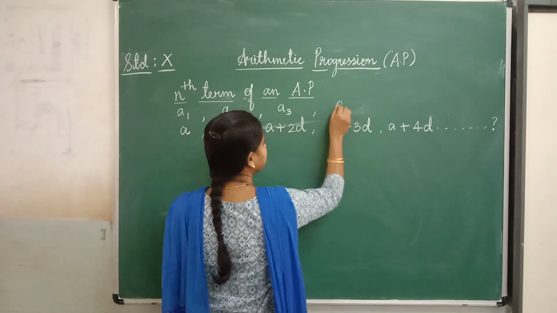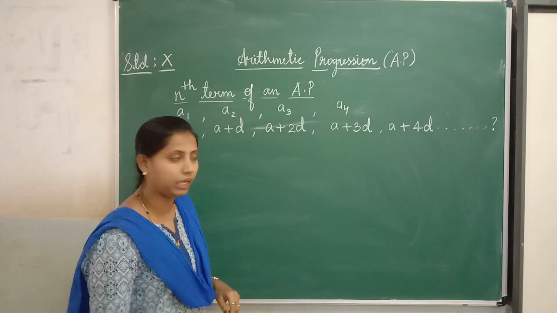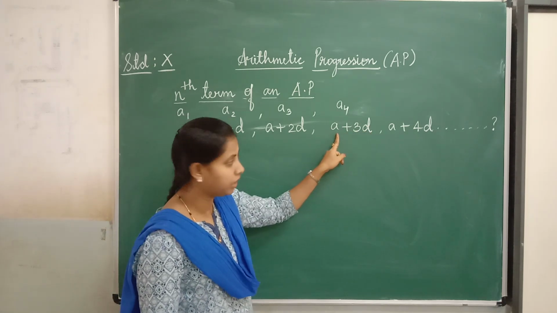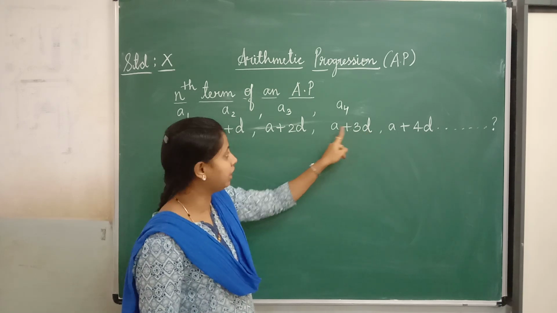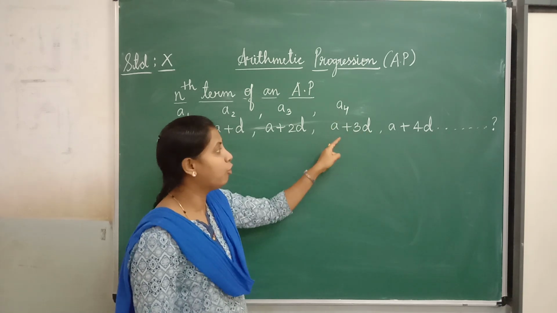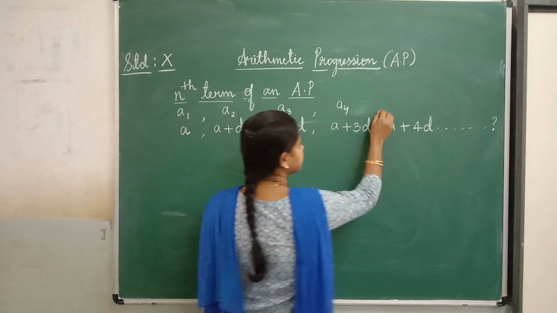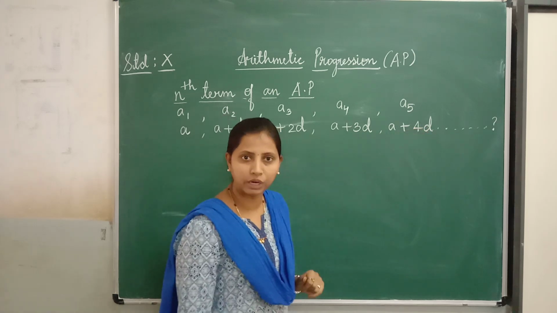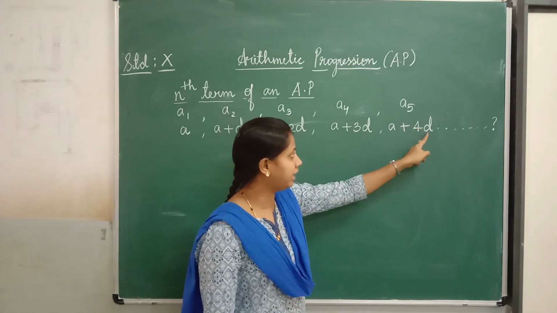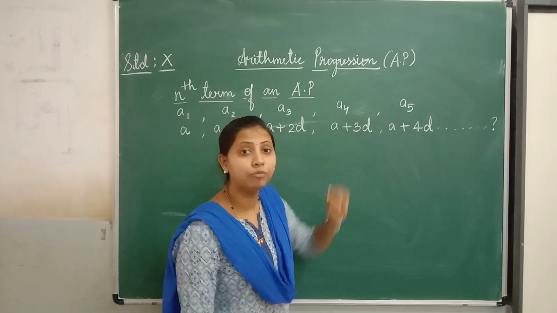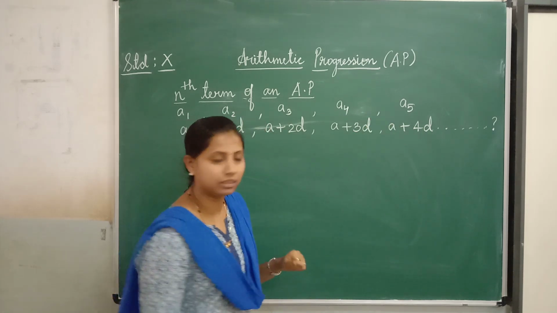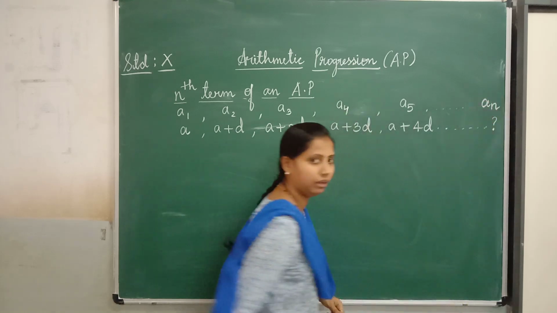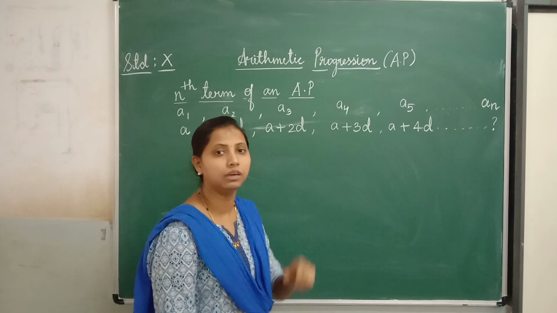Next, the fourth term. How to find the fourth term of an AP? Using A plus 3D. That is, you have to substitute A the first term, D the difference, multiply by 3 and add both. You will get the fourth term of an AP. Like this, the fifth term of an AP you get by A plus 4D. If you substitute the values of A and D in A plus 4D, you will get the fifth term of an AP. Now like this, how to find the nth term of an AP?